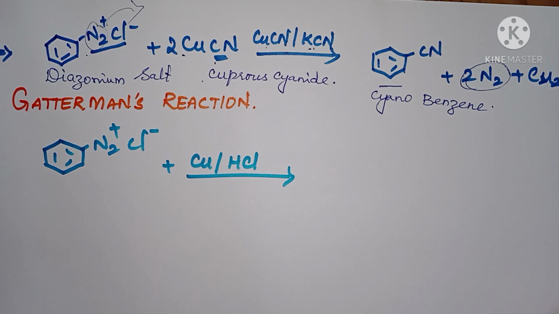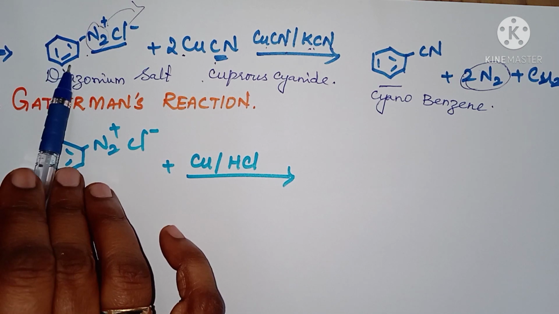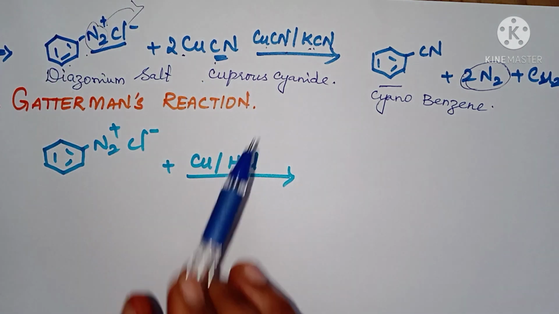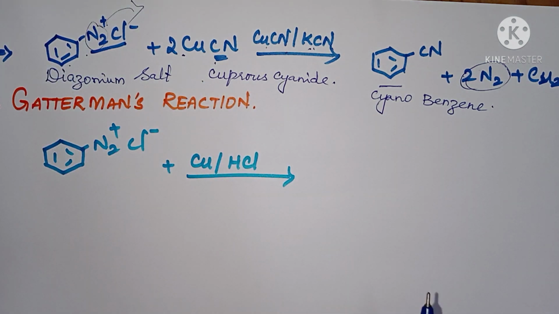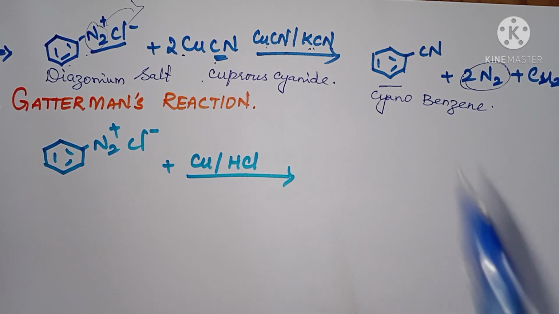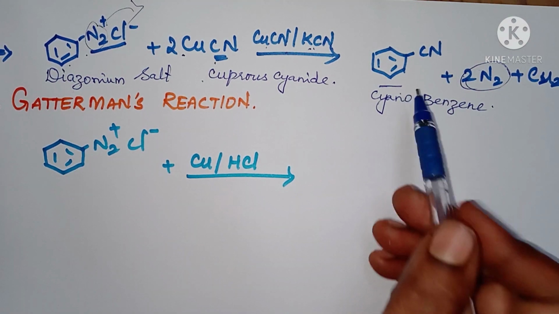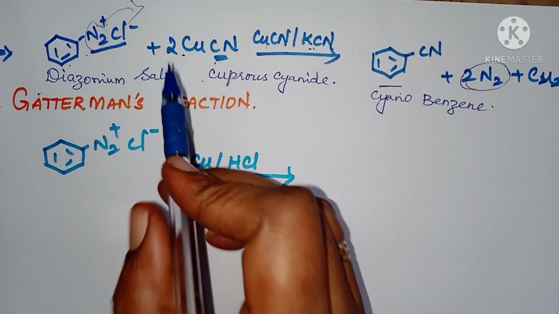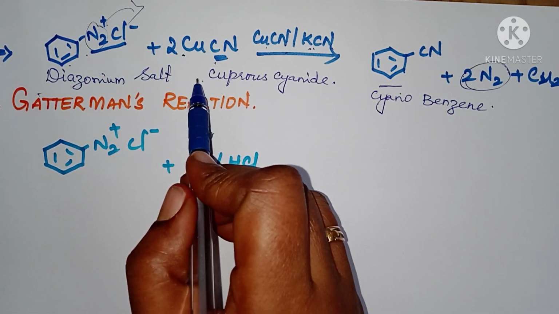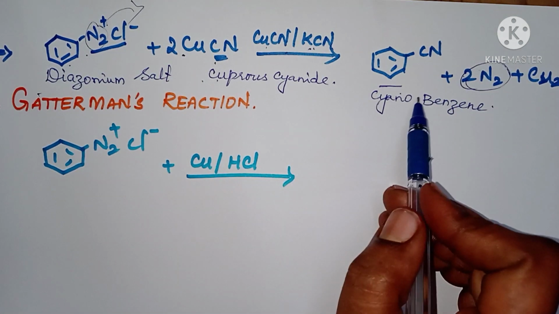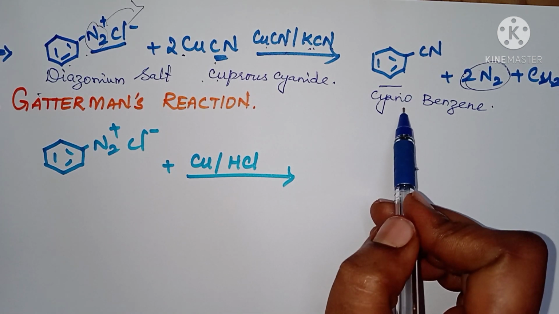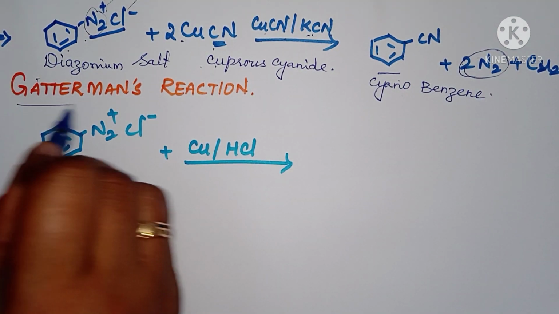Removal of diazo group, retention of diazo group. Removal of diazo group comes under the Sandmeyer reaction. So the first point, diazonium salt is reacted with cuprous chloride, as we have seen. The same way you get chlorobenzene. Here the diazonium salt reacted with cuprous cyanide gives cyanobenzene. Remember that. Next one, Gattermann's reaction.